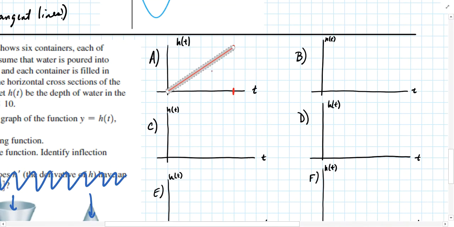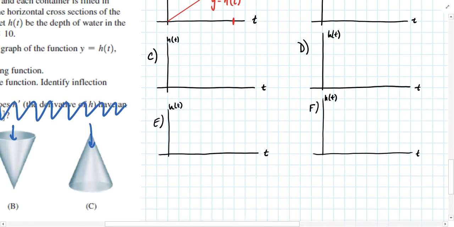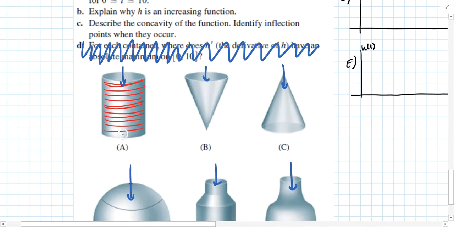I hope that it doesn't take too much convincing, but the height over time is simply a straight line for that particular vessel. As water gets poured in at a constant rate, that's important. It's constantly flowing in at a regular speed, regular rate. Then the water level's height is going to raise at a constant rate as well.